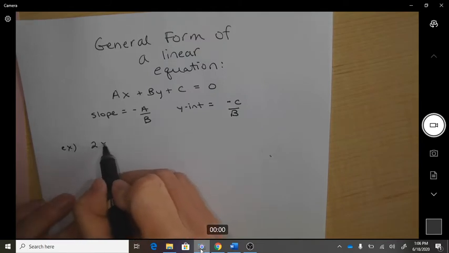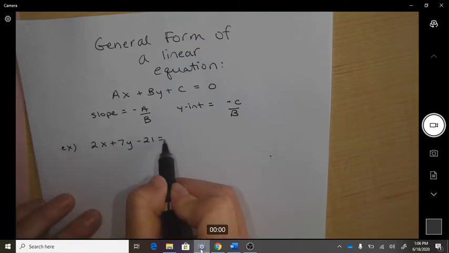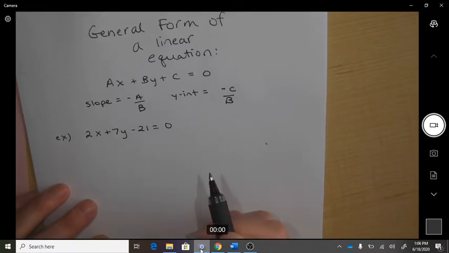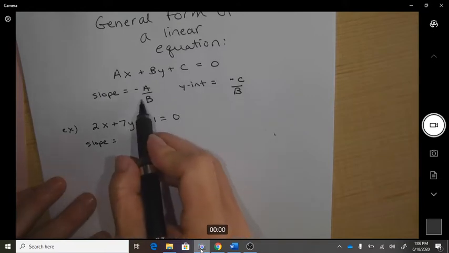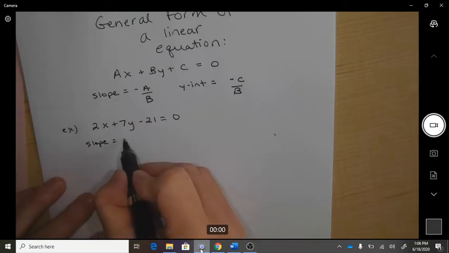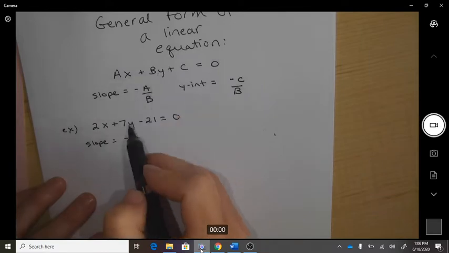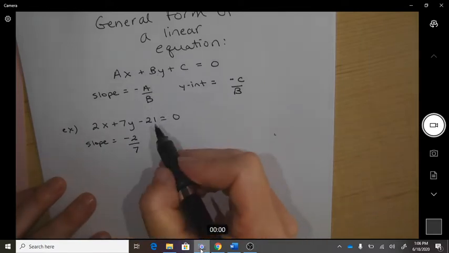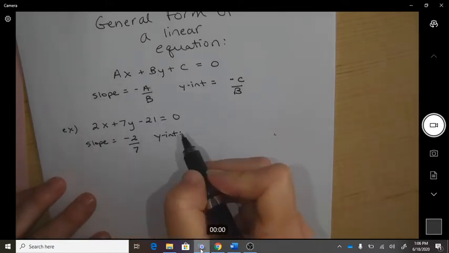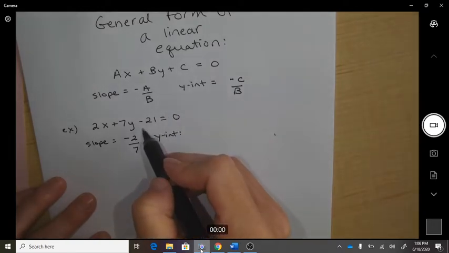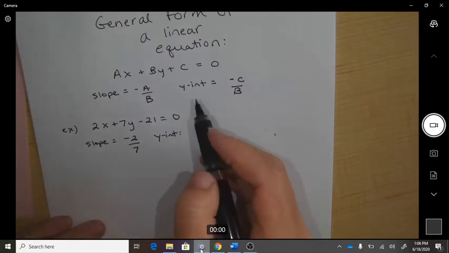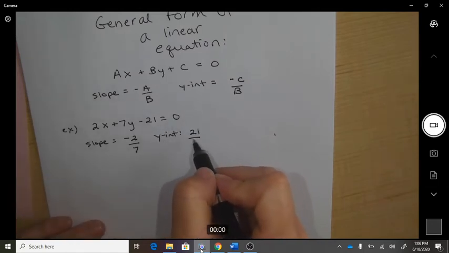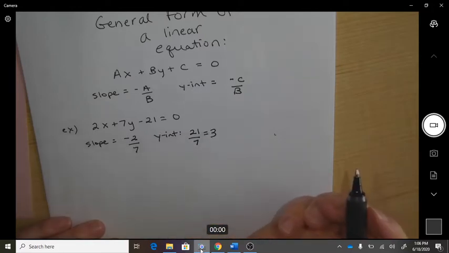So example, 2x plus 7y minus 21 equals 0. So that's in general form. So the slope of my line is negative a, so negative 2 over the b value, which is 7. And the y-intercept is negative c. So when I say negative c, since it is negative, then I actually turn it to positive. And then over b, which is 7. And I'm just going to write that as a 3.